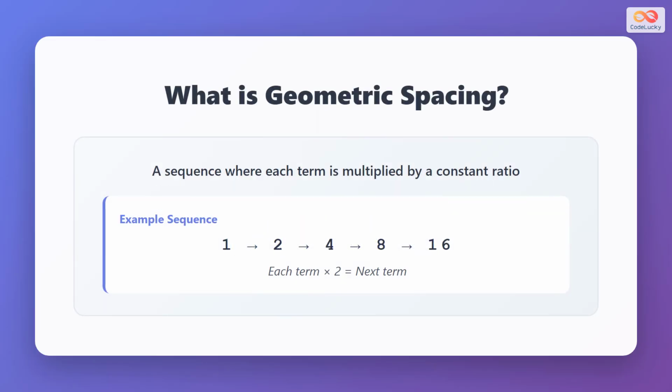Geometric spacing creates a sequence where each term is obtained by multiplying the previous term by a constant ratio. For example, in the sequence 1, 2, 4, 8, 16, each number is obtained by multiplying the previous number by 2. This constant multiplier is called the geometric ratio, and it remains the same throughout the entire sequence.